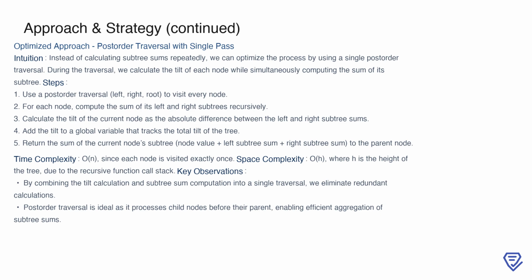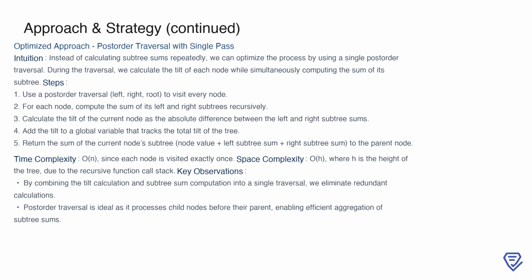The sum of the current node's subtree, which includes the node's value and the sums of its left and right children, is then returned to its parent node. This approach is highly efficient, with a time complexity of O(n), since each node is visited exactly once. The space complexity remains O(h) due to the recursive stack.